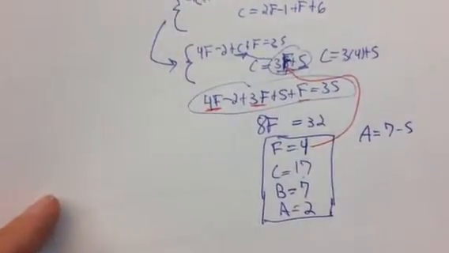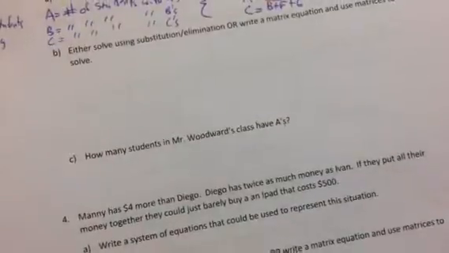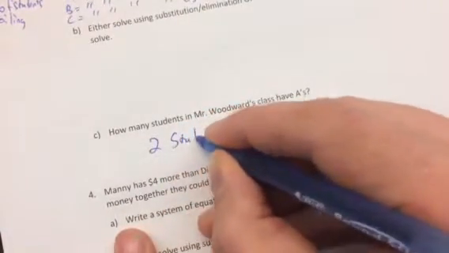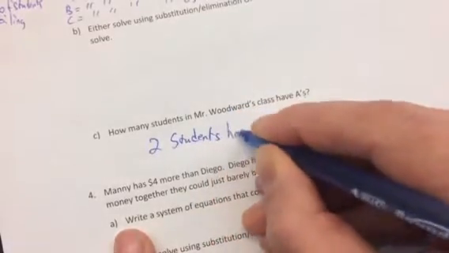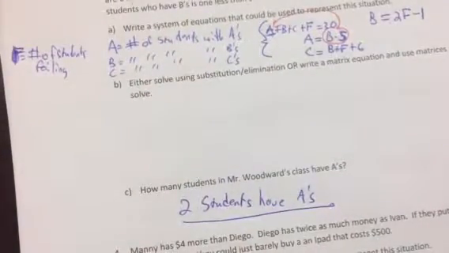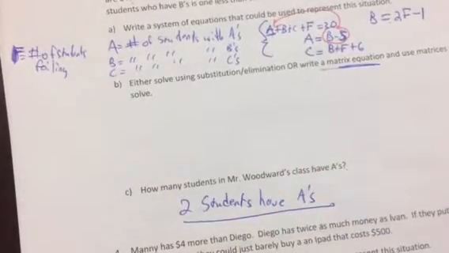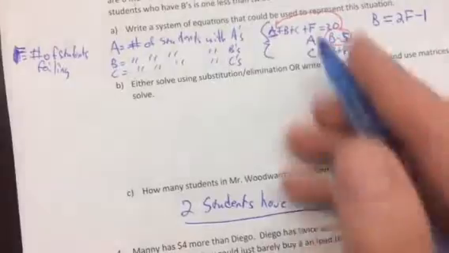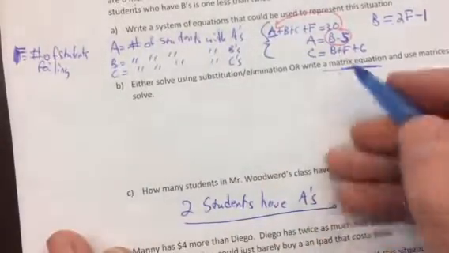And once I have a solution, I need to answer the question: 2 students have A's. Okay, great. Now, that was really long. It didn't need to be so long because you could have solved it using a matrix equation. You have to be able to do it both ways on your test. The no calculator section, you have to be able to solve it like I just did. But the calculator section, it's so much easier to solve it as a matrix equation.